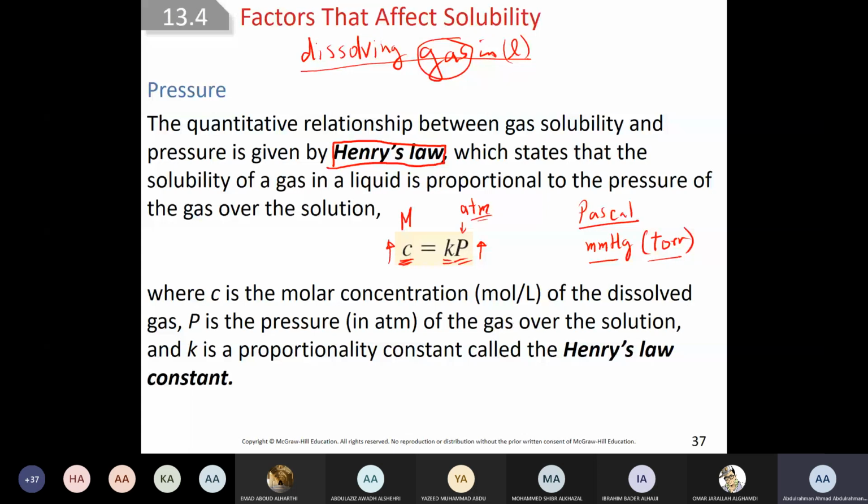And then what's K? No, it's not Boltzmann. It's Henry's constant. Henry's law constant. That's K. Good. I hope this is clear.